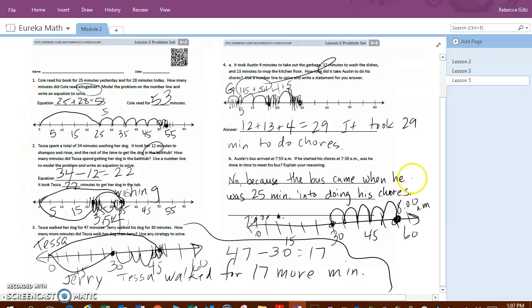Okay? Or another way you could say it is if this is 25, so this is going to be 26, 27, 28, 29. He would be finished with his chores at 7:59 and the bus would have already come by then. Okay? So that is lesson 5 problem set. You guys need to get started on the lesson 5 homework and exit ticket. See you later.